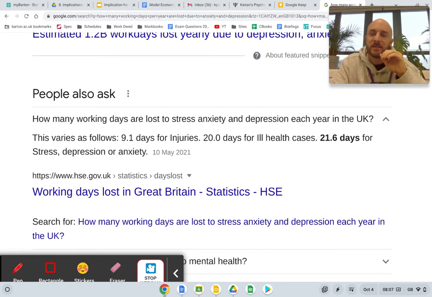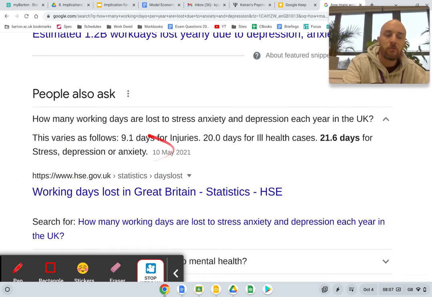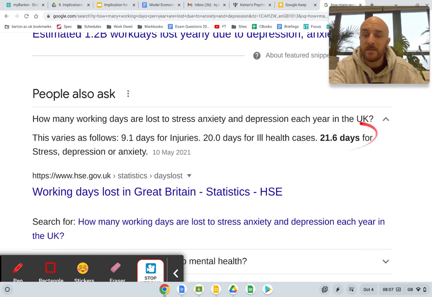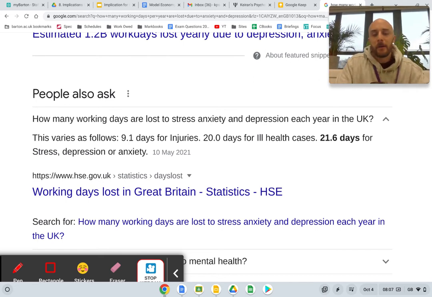Stress, depression, and anxiety. What happens if we were to treat these people so that we can reduce this 21.6 days? Great piece of advice, by the way. You definitely want to know that figure if it ever comes up in a question. And you want it as up to date as possible. So 21.6 may not be up to date in a couple of years. Hopefully we've got this number down. But I think you would argue there more days are lost due to stress, depression, and anxiety than physical ill health and injuries. So it's a major issue.